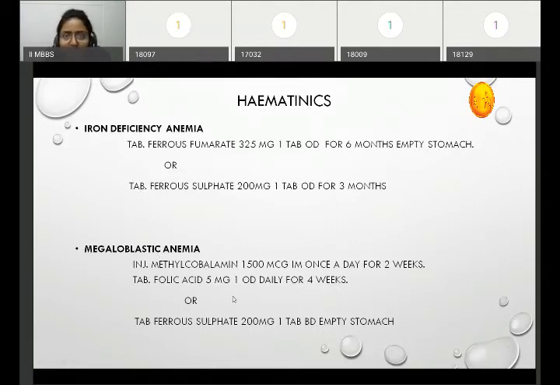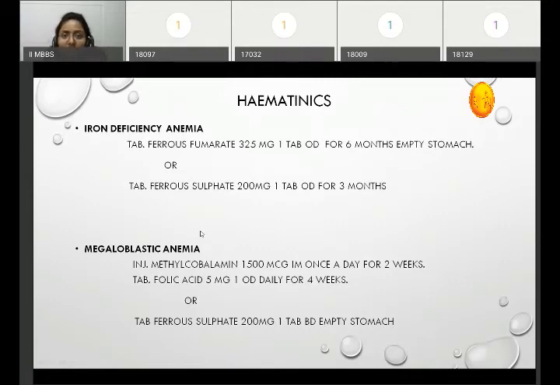Then coming to megaloblastic anemia. Megaloblastic anemia is a condition caused due to deficiency of some maturation factors like vitamin B12 and folic acid. This can be due to malabsorption of vitamin B12 in the body or deficient intake. Then it can be due to various GI tract abnormalities like inflammatory bowel disease or any other reason. So again, you have to give vitamin B12 and folic acid supplementations.